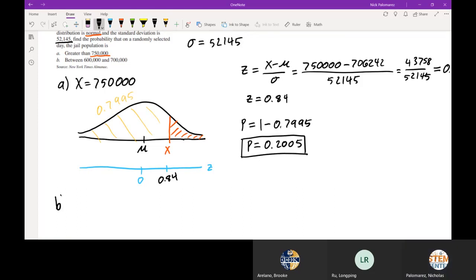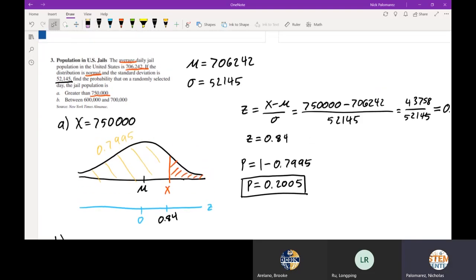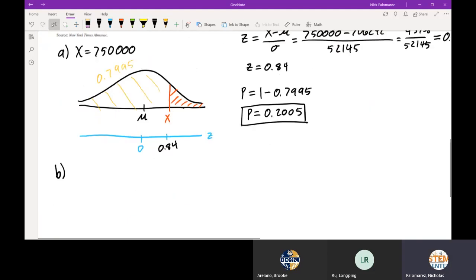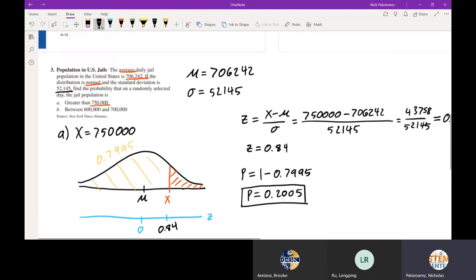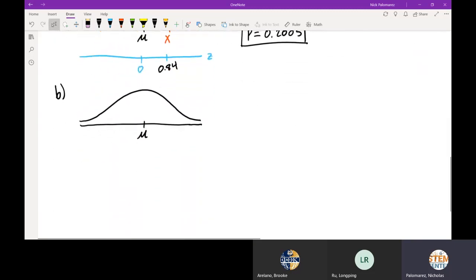Now for part B, we see that we're looking for the probability between 600,000 and 700,000 inmates. So we can draw another distribution here. We have 2 X values this time, so we will be having 2 Z values. Here's our mean mu. Now we can note that both of our X values that we're concerned with are below the mean, so they're both going to go to the left. Let's label them out here. So X1 was 600,000, and X2, we'll call it 700,000. And we can label them X1, X2.